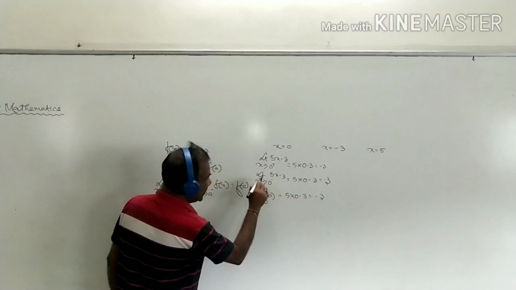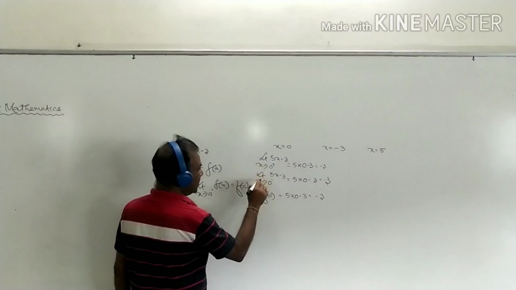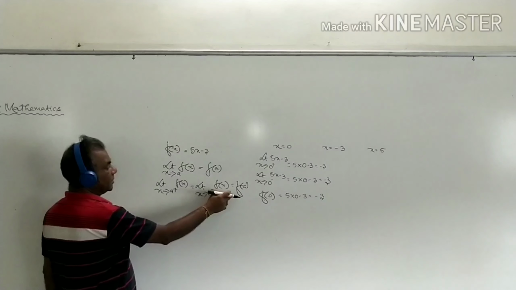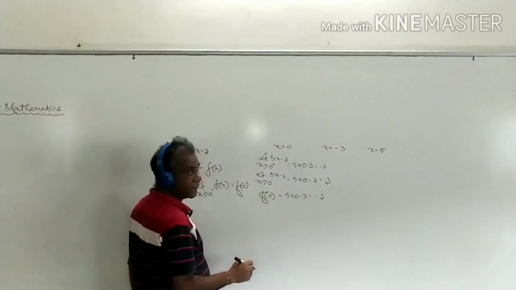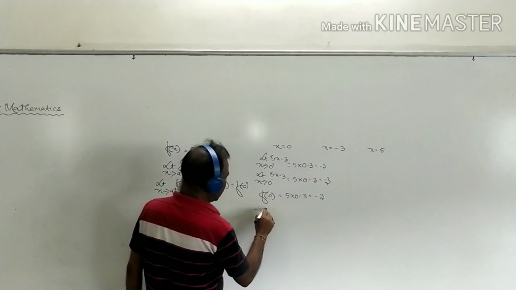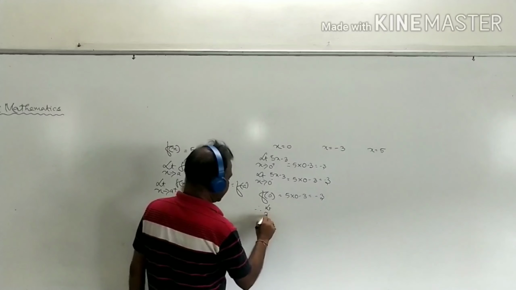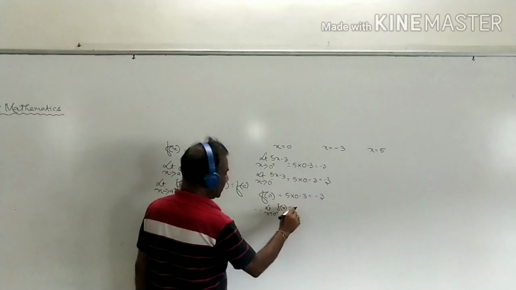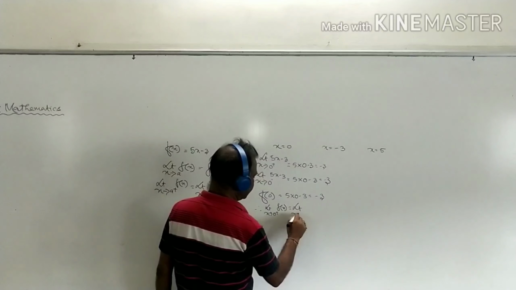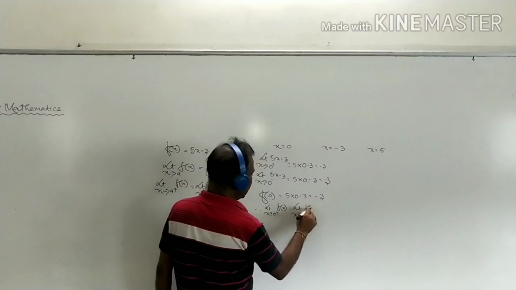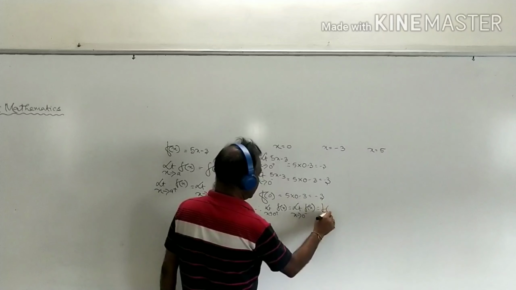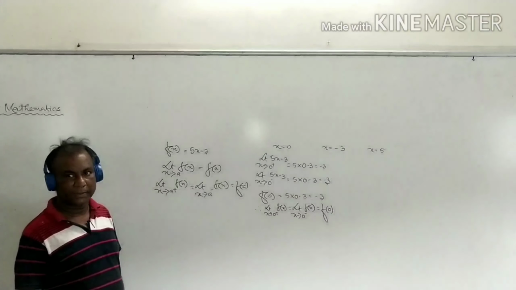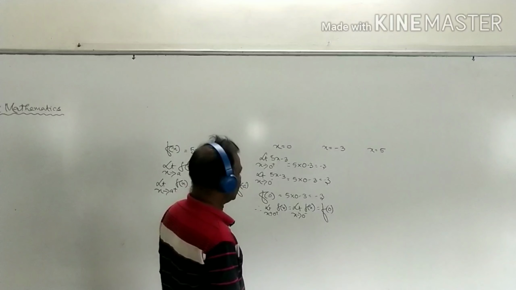So what we can see, right hand limit equal to left hand limit equal to functional value. Then the function is continuous. Hence, you can write limit x tends to 0 plus f(x) equal to limit x tends to 0 minus f(x) equal to f(0). So, the given function is continuous at x equal to 0.